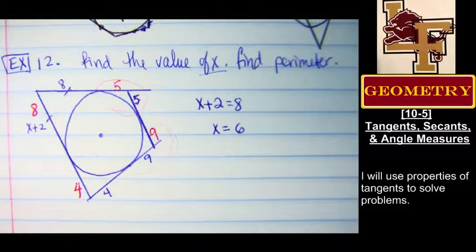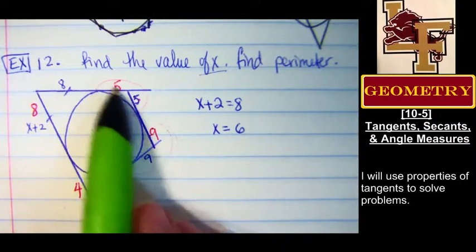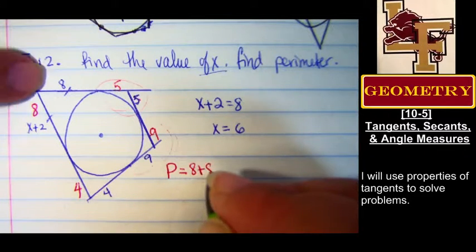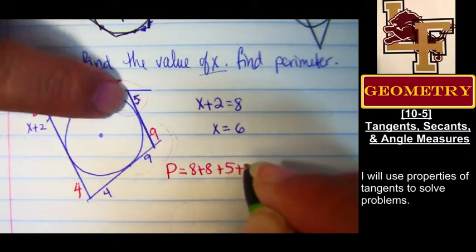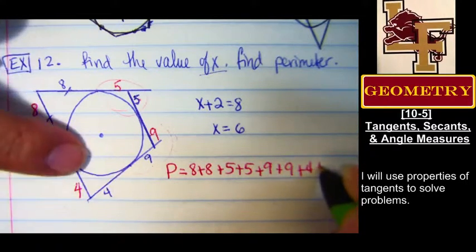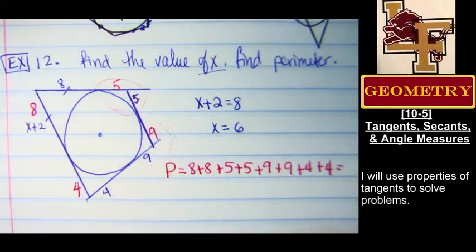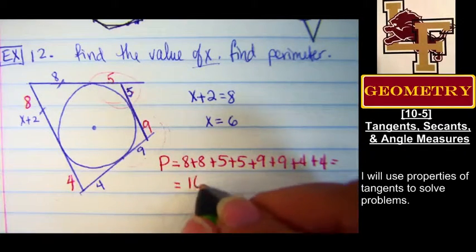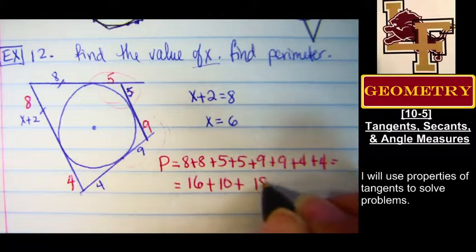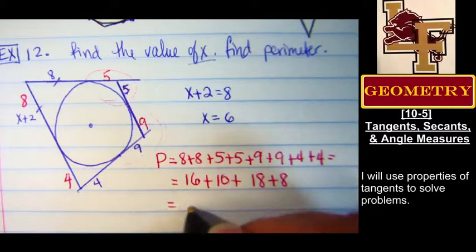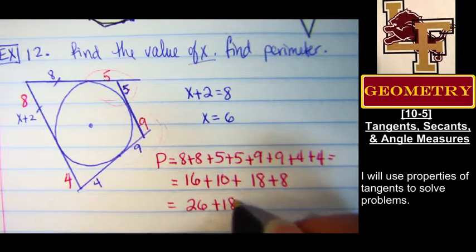Perimeter means the distance all the way around. So I'm going to add up all of these little pieces to give me my final perimeter. That's a lot of numbers. Maybe someone has a calculator. You know what? I can do doubles. I know my doubles. 26 plus 18 plus 8.